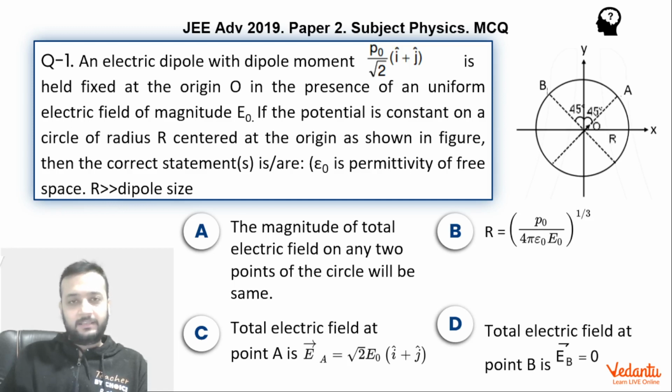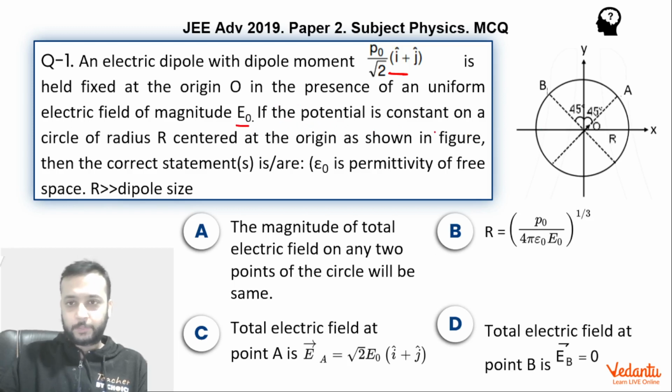So first I'll be telling the solution according to which we are going to get the answer that eventually was given by IIT, and then we will discuss the ambiguity that I'm talking about. So in this question, there's a dipole of dipole moment which is kept at the origin, making an angle of 45 degrees with the x or y axis. There's a uniform electric field of magnitude E naught existing in this region.